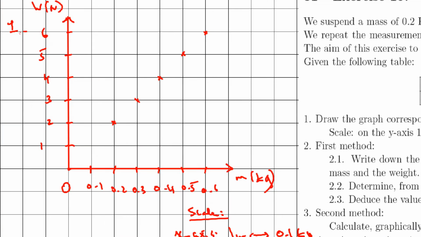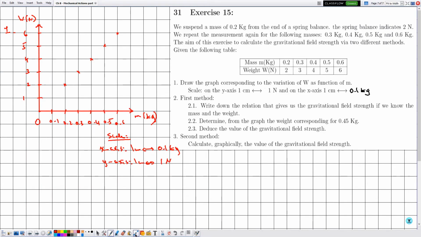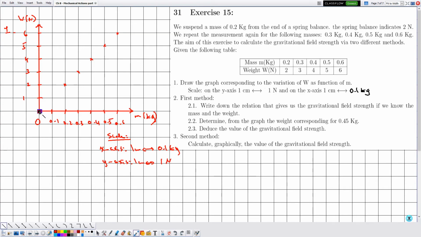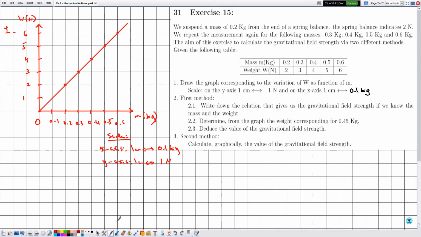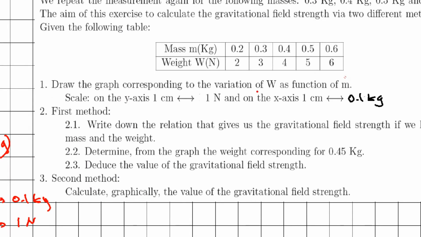So in this case, these are the points. And now we can connect them. And in this case, the shape of the curve is a straight line passing through the origin. Now, the only thing missing here is the title. And the title can be extracted from the question corresponding to the variation of W as function of M.